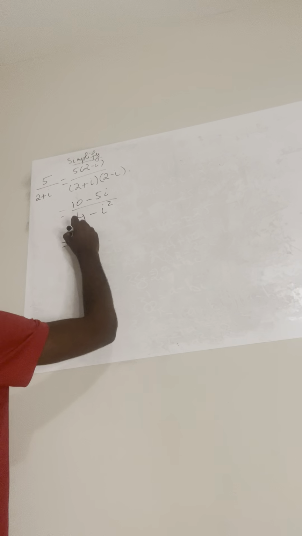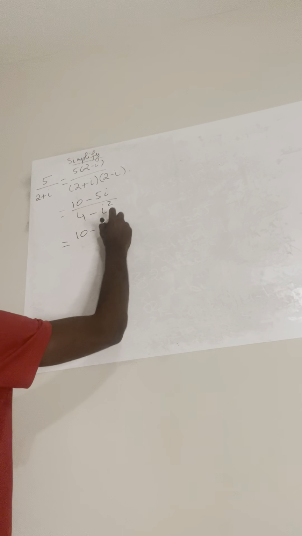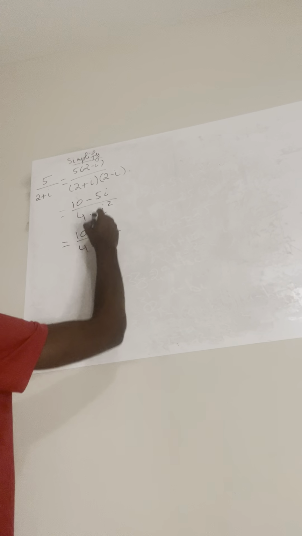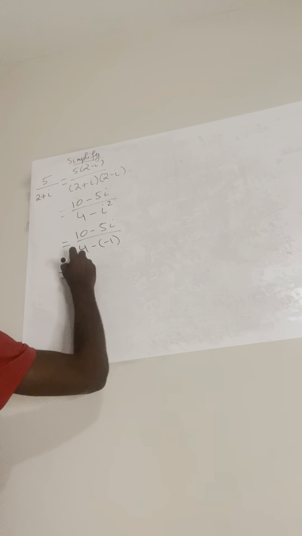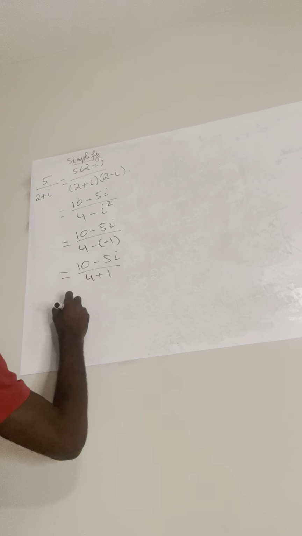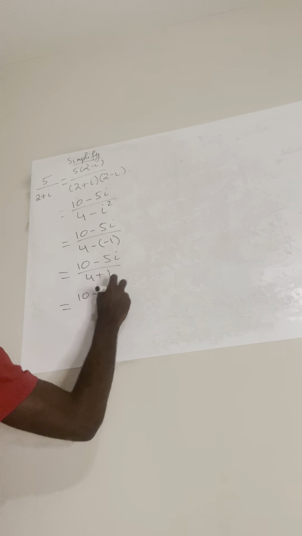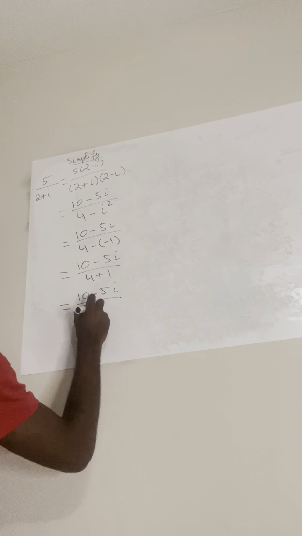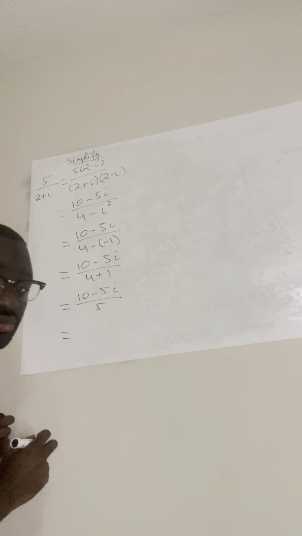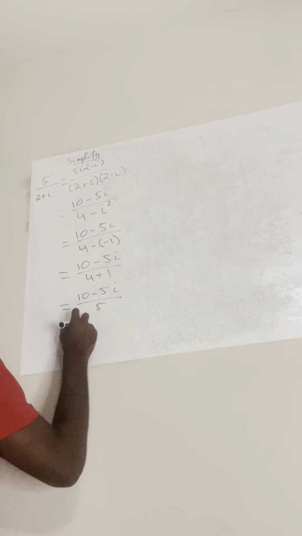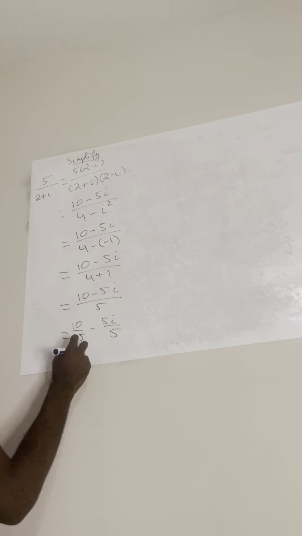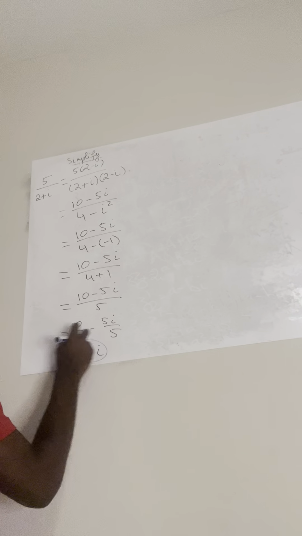It means that I end up with 10 minus 5i over 4 minus, what is i squared? Negative 1. So it's 10 minus 5i over 4 plus 1, which is 10 minus 5i over 5, which becomes, let's separate it, 10 over 5 minus 5i over 5. Next, it's 2 minus i, and I'm done.